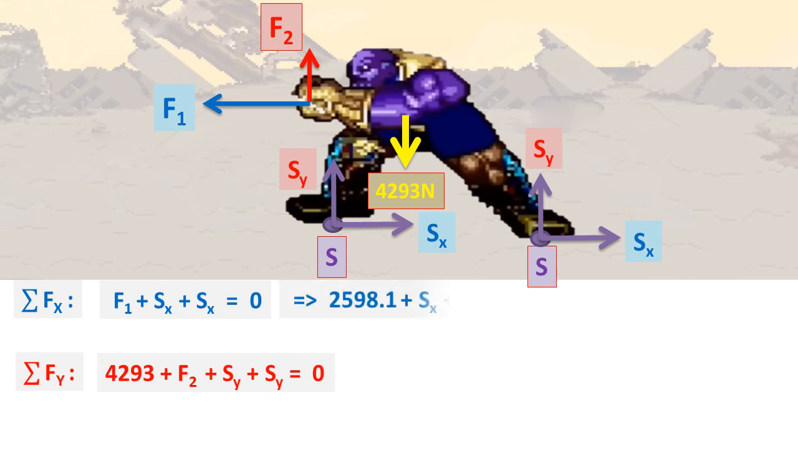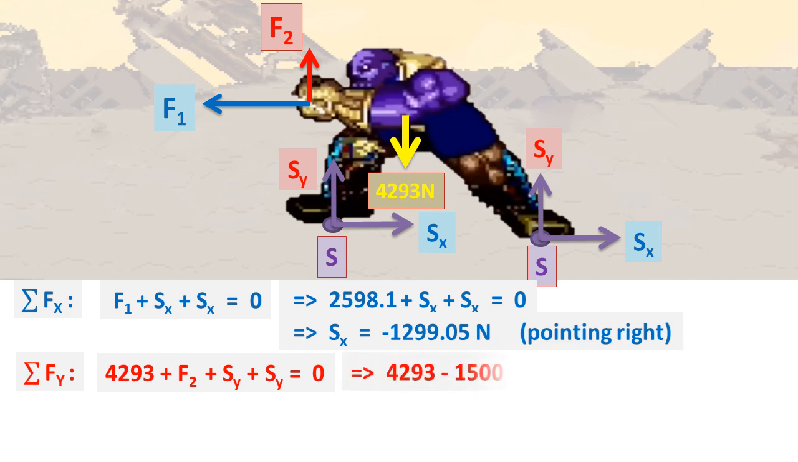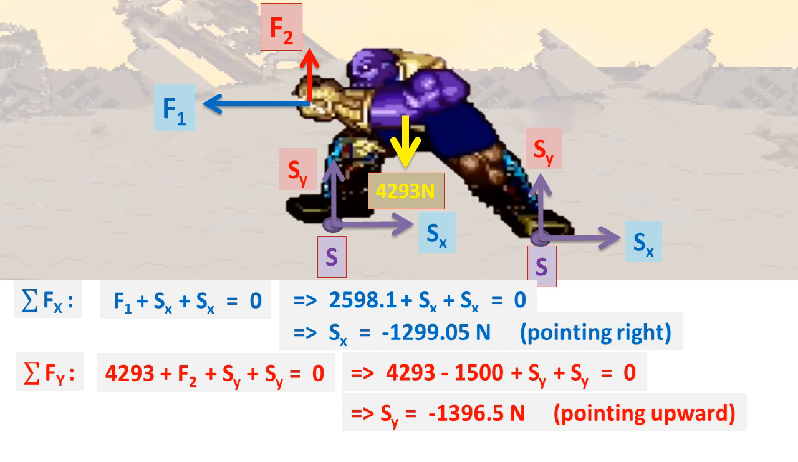So, we easily can get Sx equal minus 1299.05 Newton and Sy equal minus 1396.5 Newton.